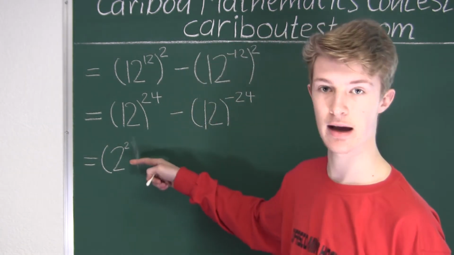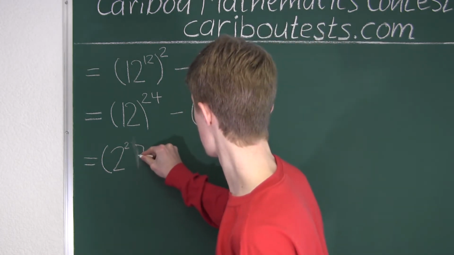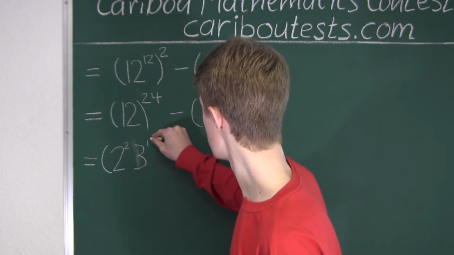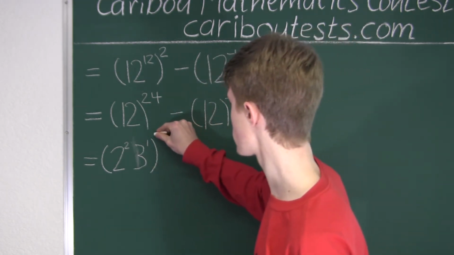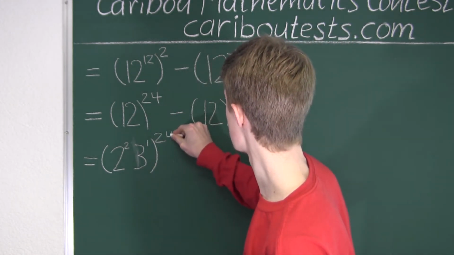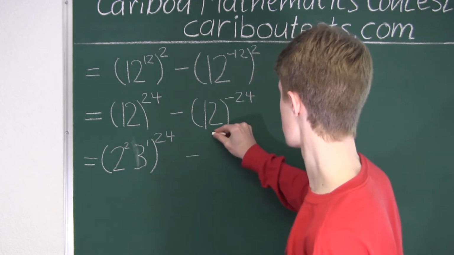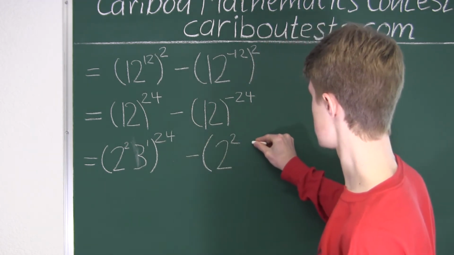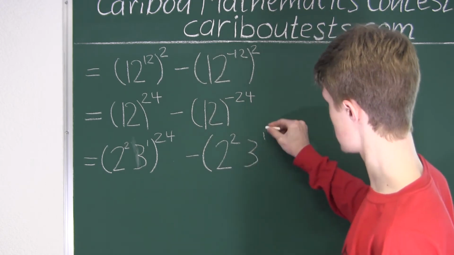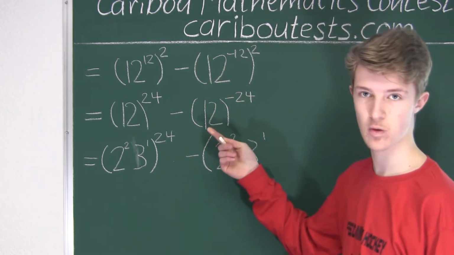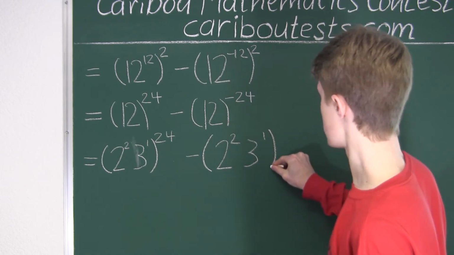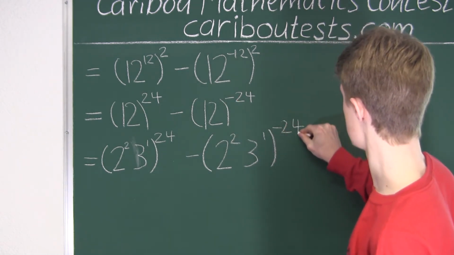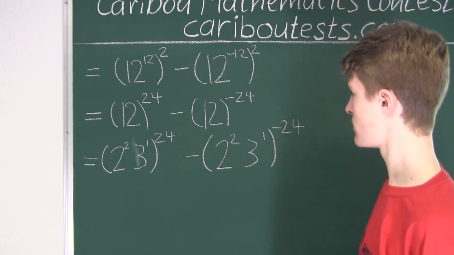And then we have times 3, and now to make it easier, we will just write to the power of 1. And we still have to the power of 24. And the same thing here, we will do 2 squared times 3 to the power of 1, because it's like 4 times 3, it's still 12. And again, to the power of negative 24.